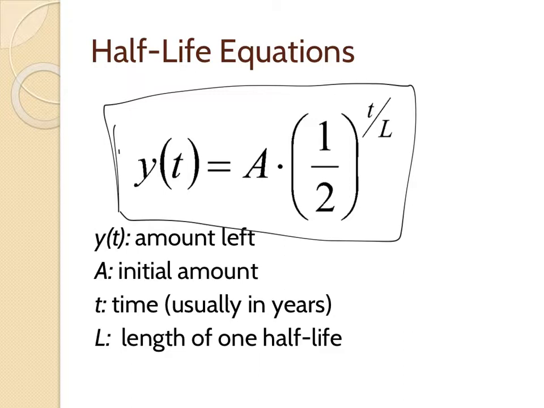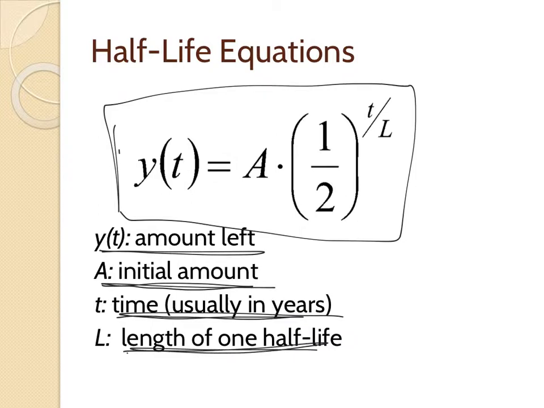Okay, so A is going to be the initial amount again. y of t is going to be the amount left, so that's kind of like our f of x. T is going to be the time, so however much time they tell us, and capital L is going to be the length of one half-life.